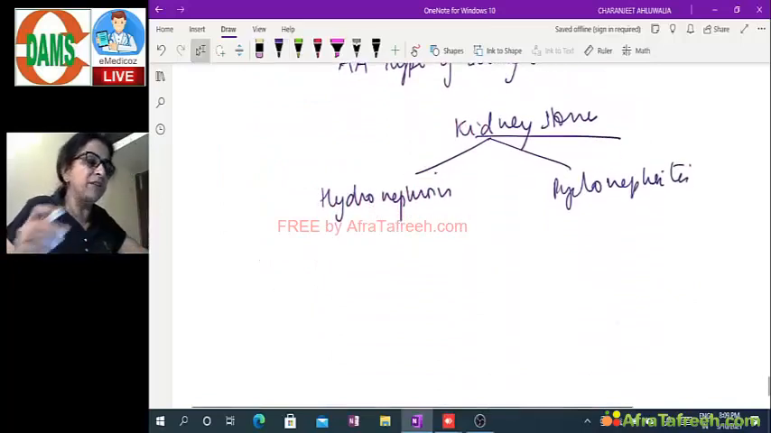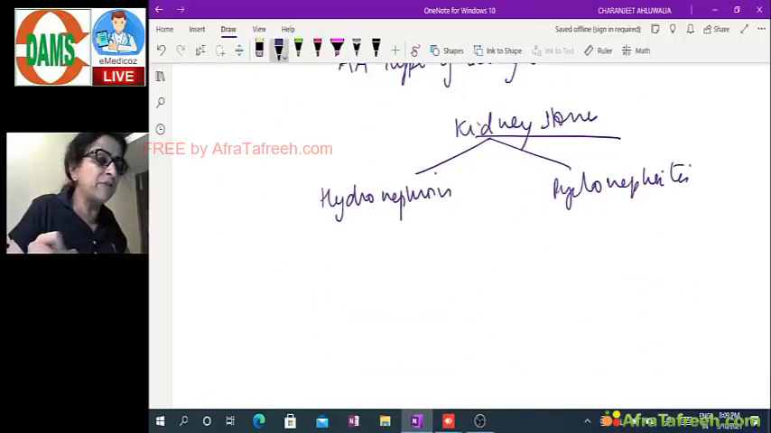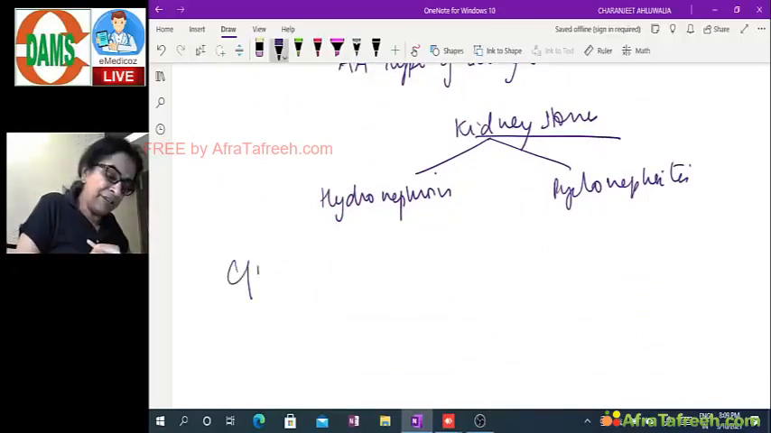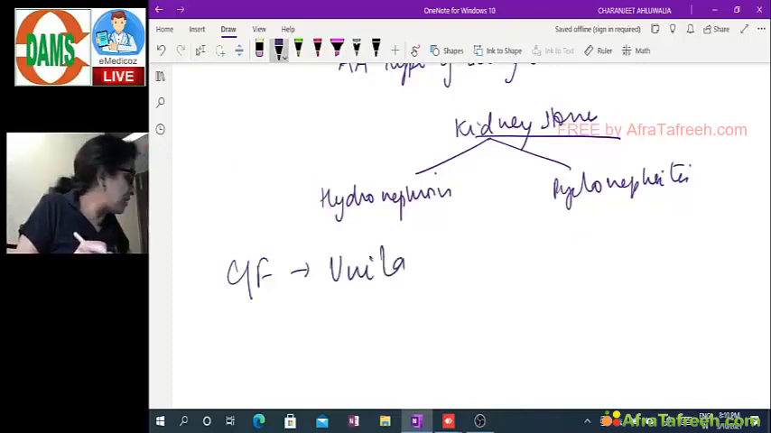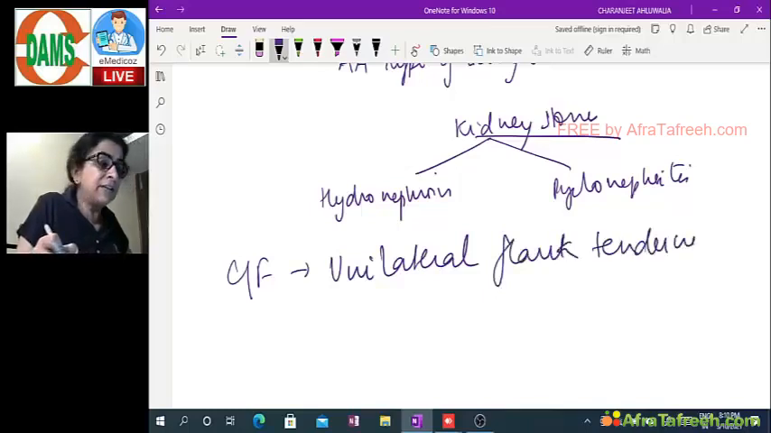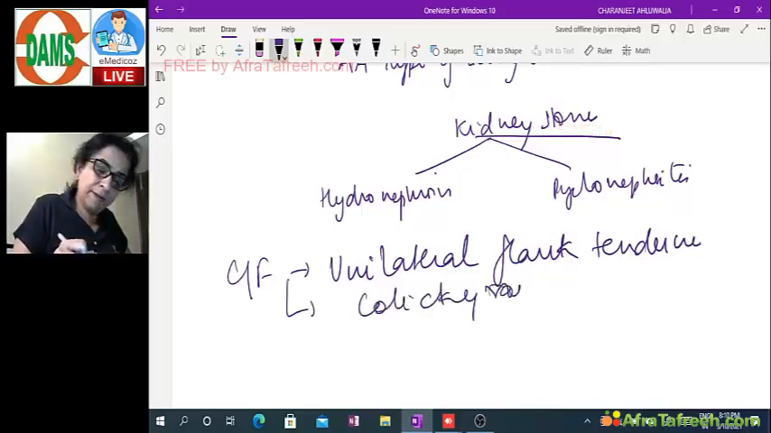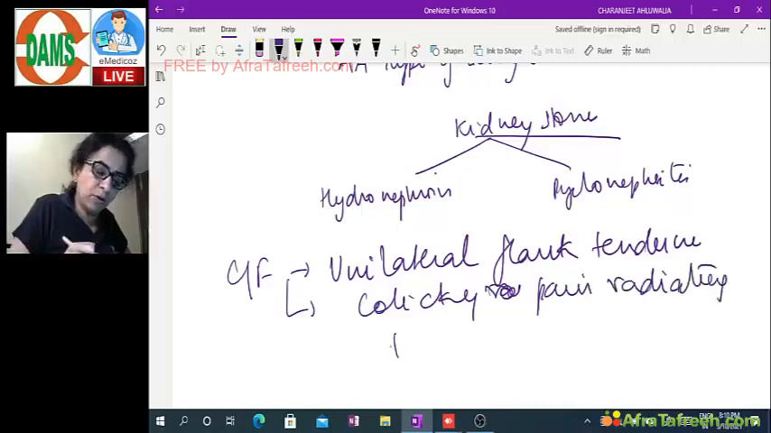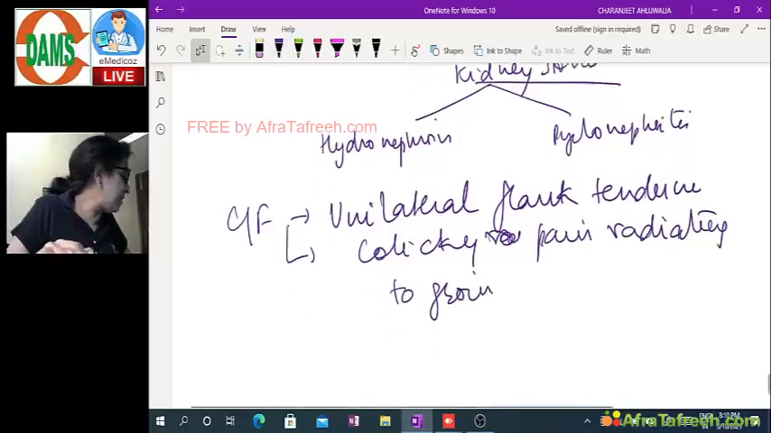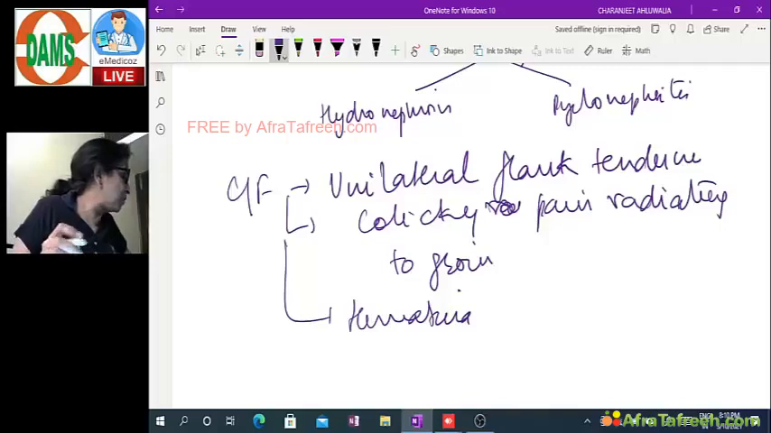Okay, now kidney stones. If there are stones in the kidney, what complications can they present with? They can present with hydronephrosis and pyelonephritis. And what will be the clinical feature of kidney stones? Unilateral flank pain, unilateral flank tenderness. Stones produce colicky pain radiating to the groin, and hematuria. So stones will cause passage of blood in the urine.